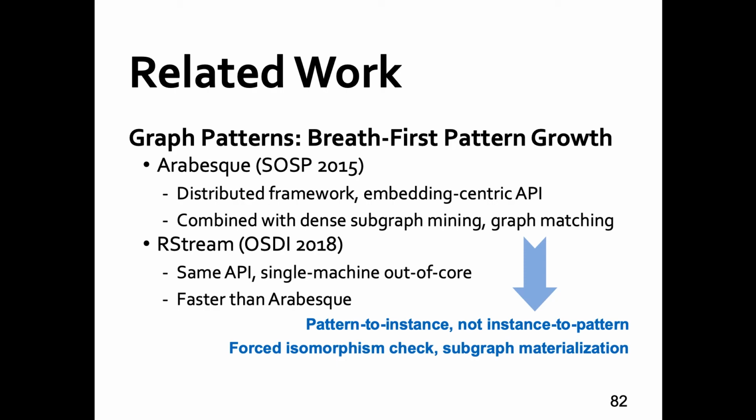In fact, Arabesque's API forces dense subgraph mining problems to conduct unnecessary subgraph isomorphism checks, as well as subgraph materialization, which can be otherwise handled by simple node backtracking. Our G-thinker system satisfactorily addresses these weaknesses, and please check out Guimu's presentation on G-thinker.